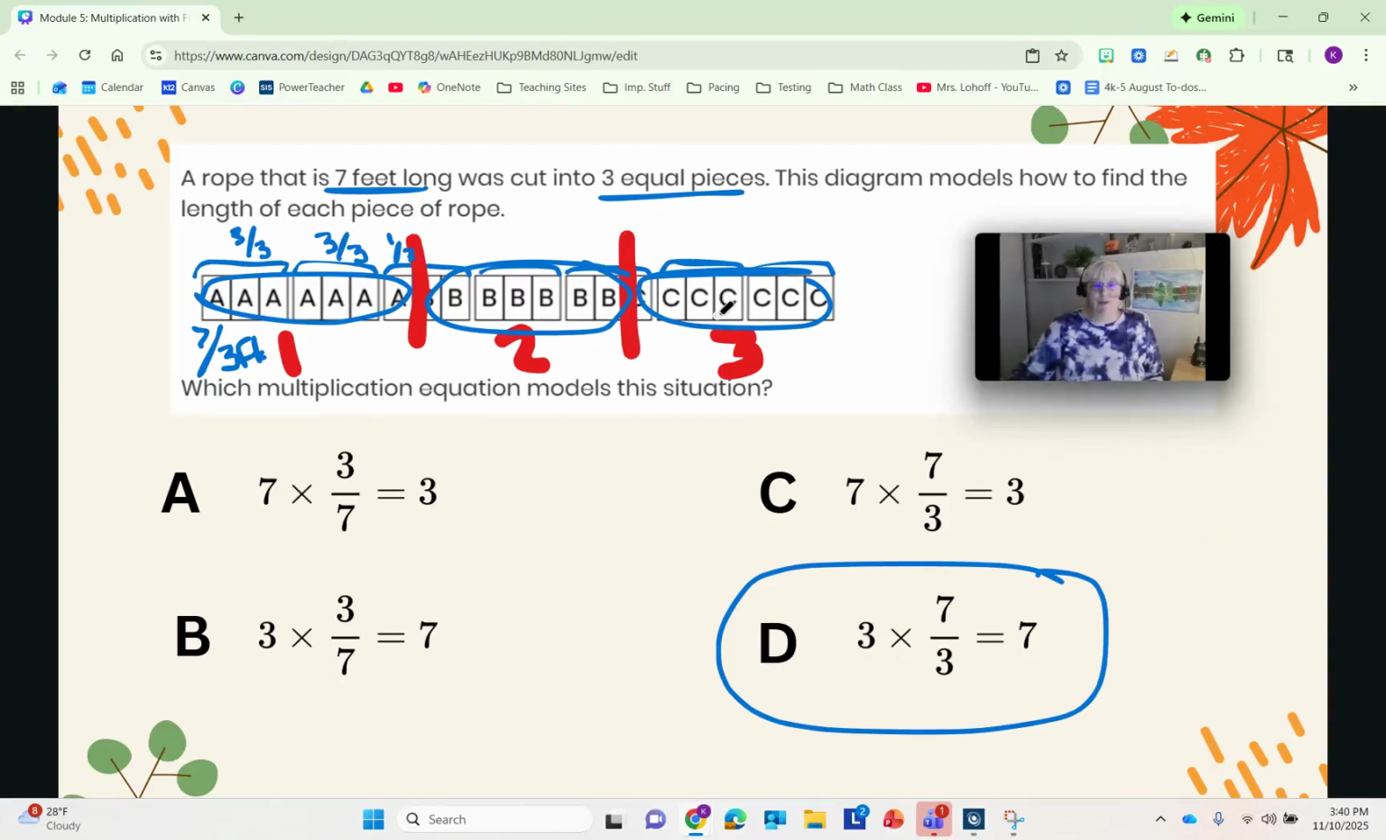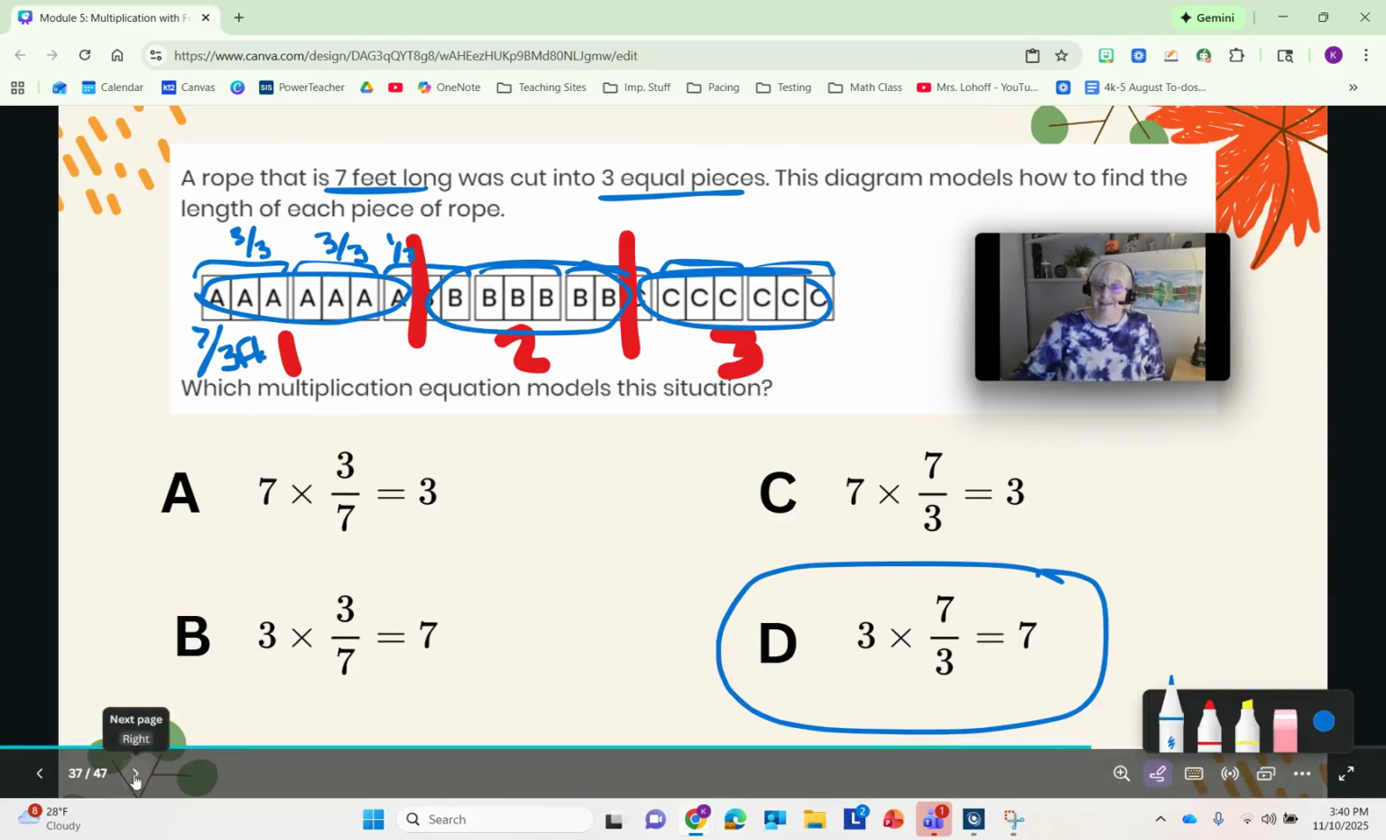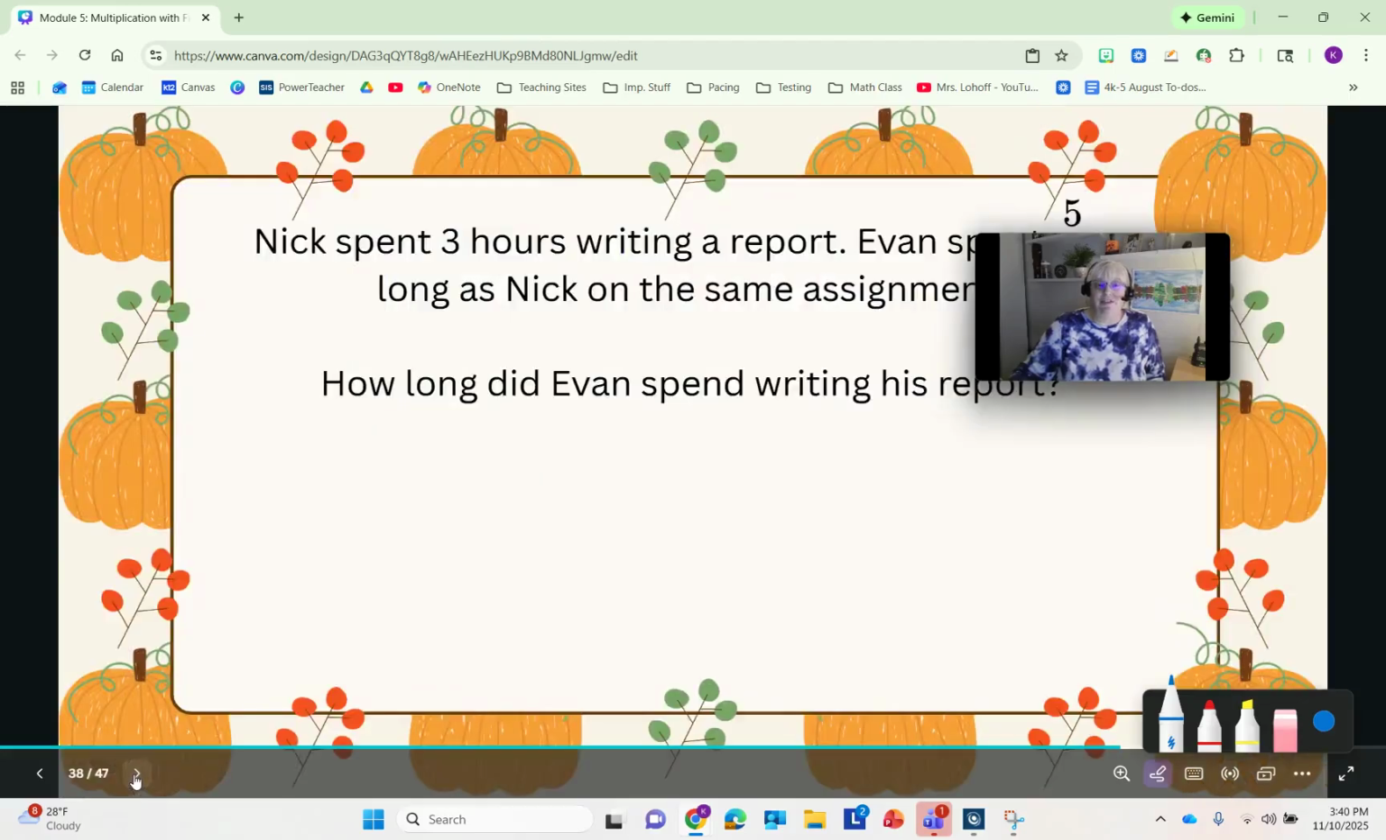You have to look at what they're showing you, and you have to start finding the groups and counting them and figuring out what the portioning is. So we figured out the length of each piece of rope, and then we knew that we had 3 pieces of rope. Something similar to that will be in the mastery check.